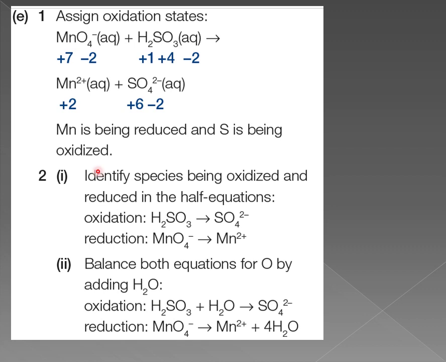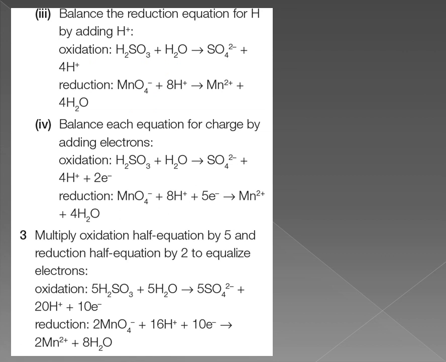Similarly, in the last example, permanganate plus sulfuric acid give manganese plus 2 plus sulfate. The oxidation equation is H2SO3, sulfurous acid, giving sulfate, and the reduction is permanganate to manganese. So as usual, balance the equation for oxygen by adding water, and balance the reduction equation for hydrogen by adding H plus. Then change the number of electrons.